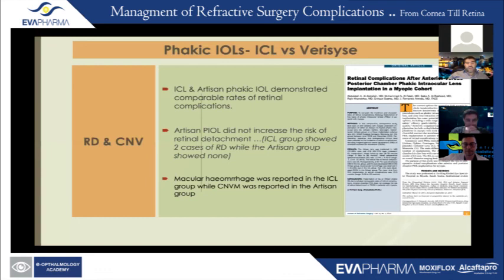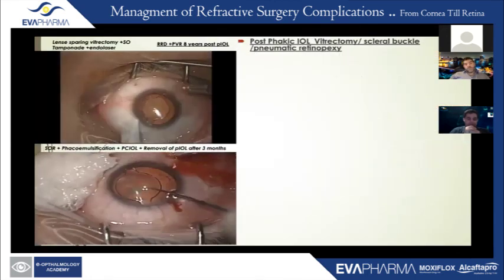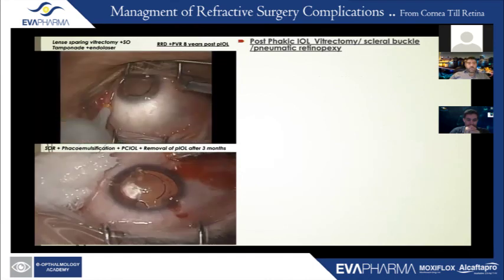This is a phakic IOL vitrectomy. This is a vitrectomy for a patient who was implanted with the anterior chamber Kelman lens, which is obsolete now, and developed retinal detachment 8 months after the surgery.